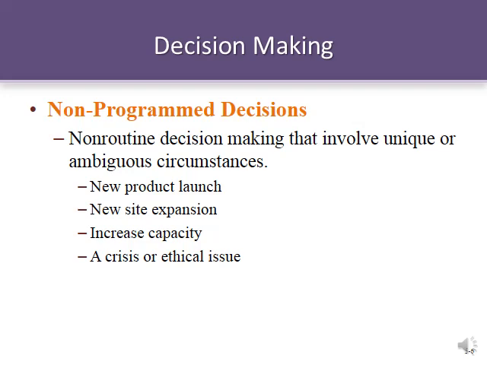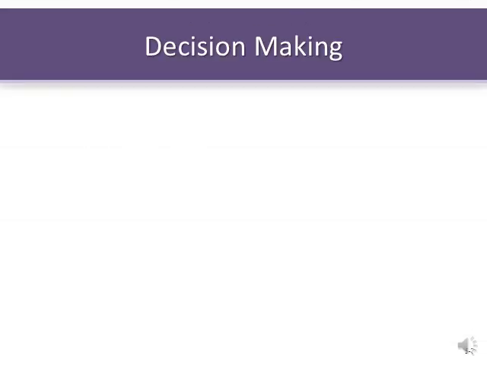But the reality is there's a lot of uncertainty associated with all of that, a lot of ambiguity associated with it. New site expansions, the decision to expand capacity, can be fraught with uncertainty and problematic, because you don't really know what your competitors are going to do. So if you expand capacity and it ends up your competitor is expanding capacity at the same time, you could end up with excess capacity in the industry that undermines the performance of both companies. So again, they're non-programmed, meaning they don't happen very often, and there's a lot of uncertainty associated with them. And finally, a crisis or any kind of ethical issue is something that generally will be a surprise to an organization.